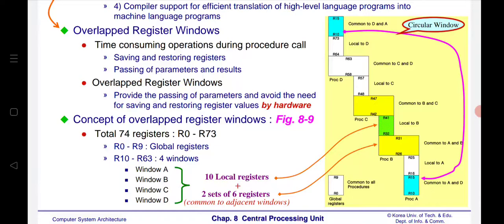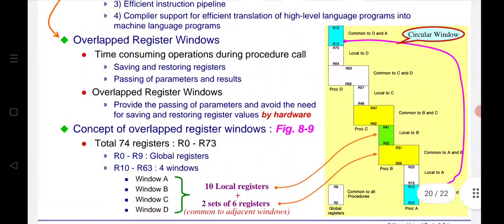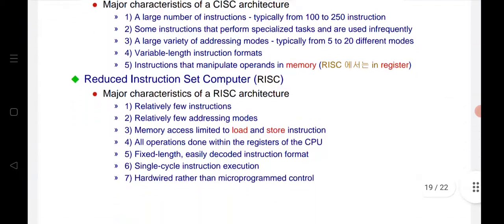Okay, the same thing that I have discussed is shown here. R0 to R9 registers are global registers. A total of 74 registers are there. We are using four windows, window A, window B, window C, and window D, which are nothing but procedure A, procedure B, procedure C, and procedure D. Each window has 10 local registers plus two sets of 6 registers common to adjacent windows. We are using two sets of 6 registers, which are nothing but the down procedure common and up procedure common. Okay, this is done with RISC and CISC architecture.